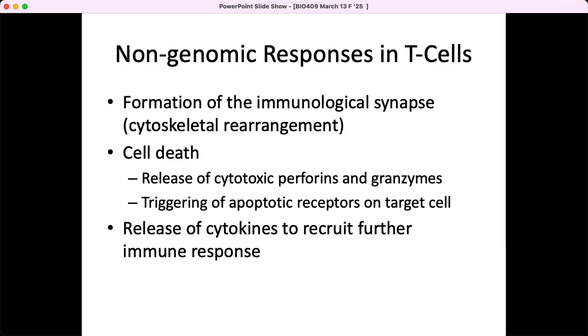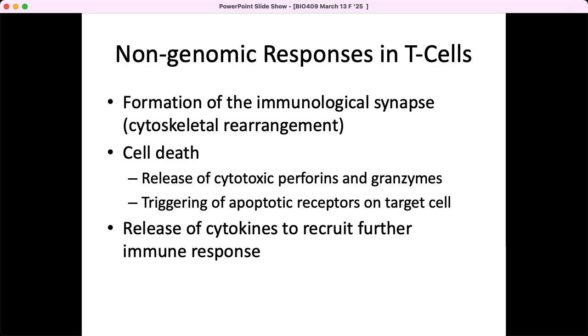So non-genomic responses, we're going to talk a little bit about these. I realize this is a little ambiguous, and so I apologize for that. The non-genomic responses in T cells generally and in our CARs are the formation of something called the immunological synapse. We're going to talk a lot about that. This is probably one of the coolest things about T cells. So don't worry, I know it's a little intense. And that happens through a rearrangement of the cytoskeleton.